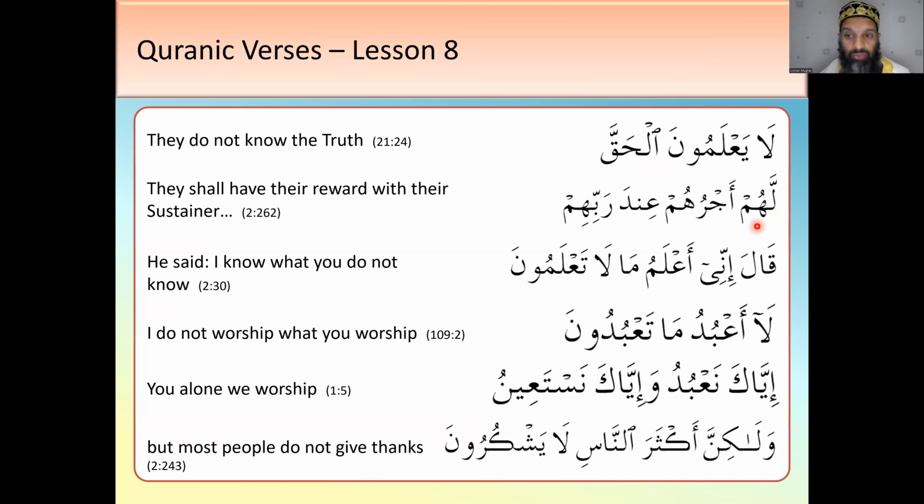Next one. Lahum. Remember we did lahum a long time ago? La means for, just generally. Lahum, for them. Ajruhum. Ajr is reward. Hum. Ajruhum. What's ajruhum mean? Ajr, but whose ajr? Hum. Like kitabuhum. Remember? What does hum do when it's attached to ajr? Yes, there. So lahum, for them, ajruhum, their reward.